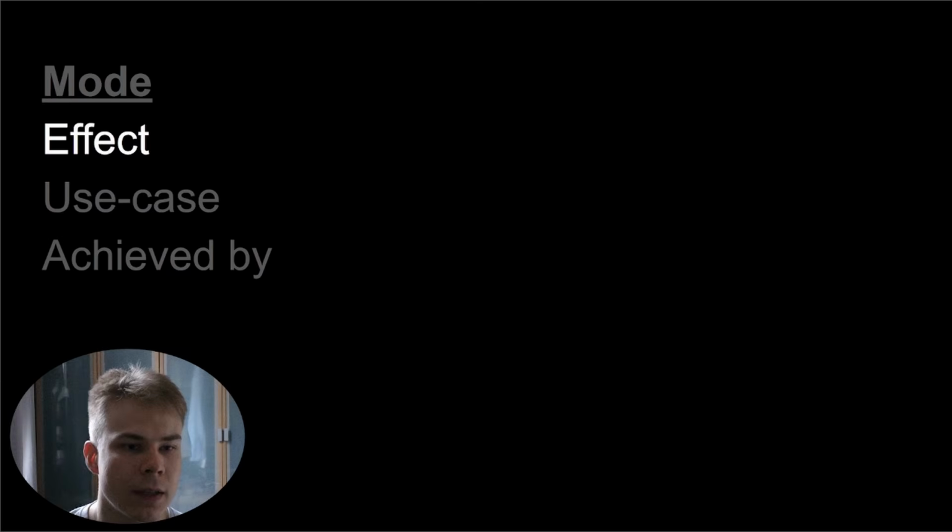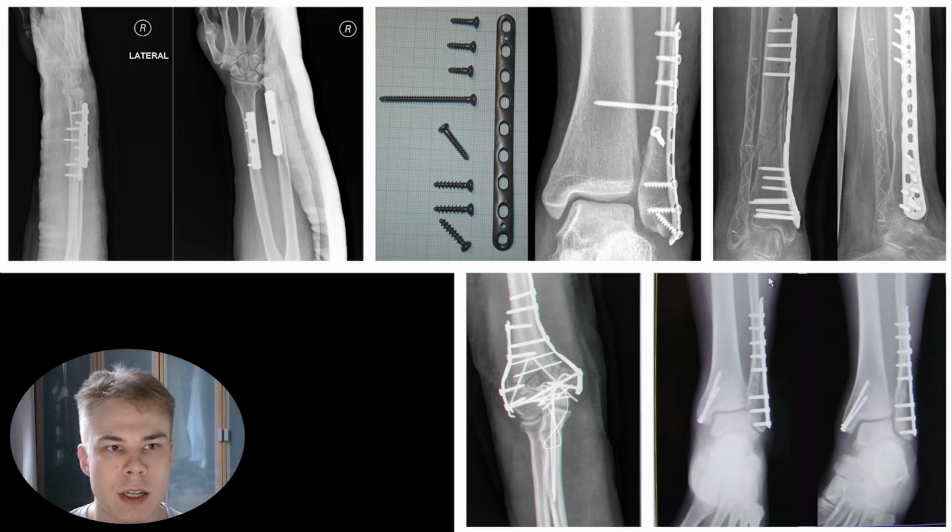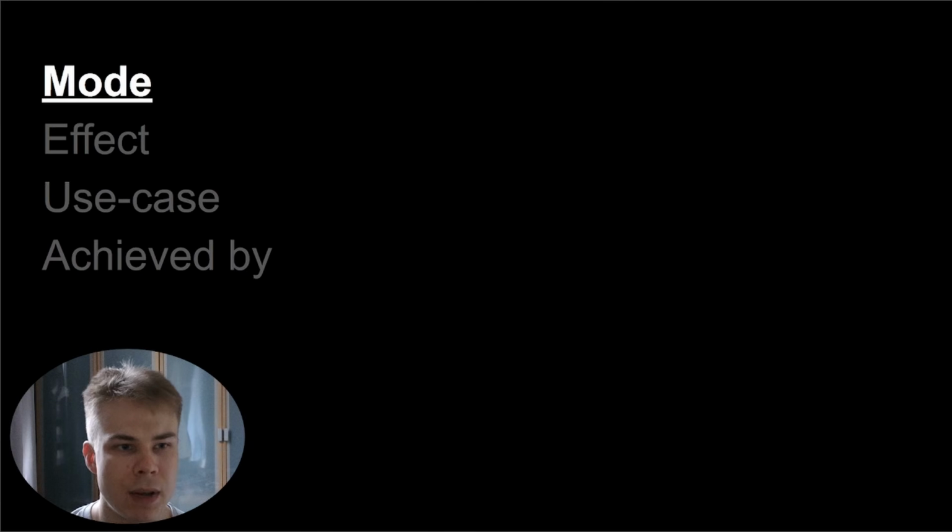So basically, if we go back to this slide and we see that there's all these different plates, a plate is just a metal sheet with holes and with screws that are put through it. So that's a plate and screws. But the way you apply it in relation to the fracture and the way you put the screws in affects what it does biomechanically. So the mode is basically, what does the plate actually do for the fracture?